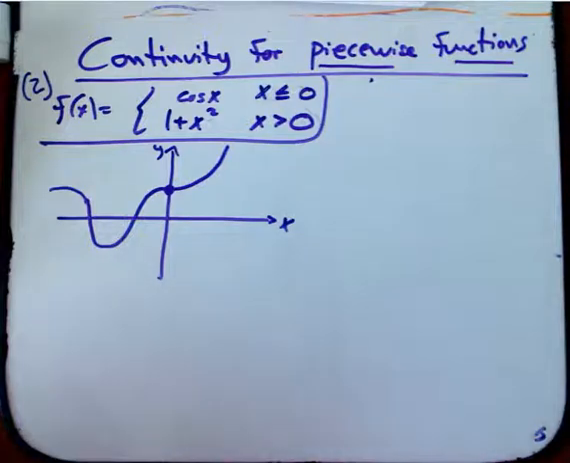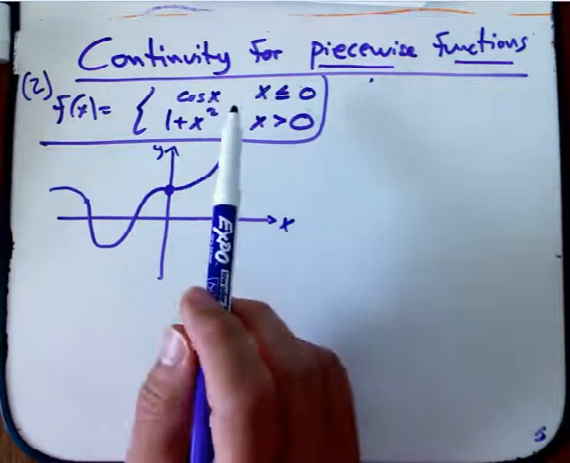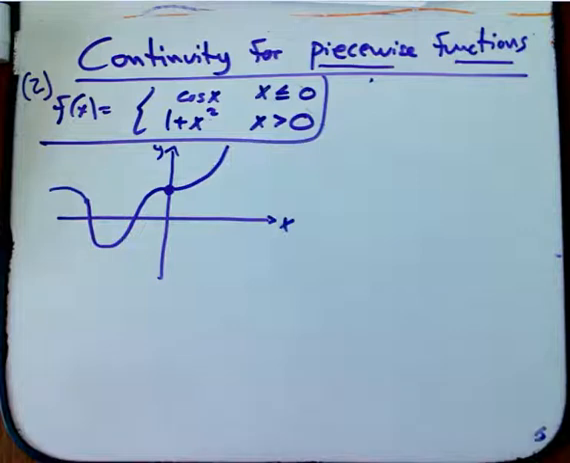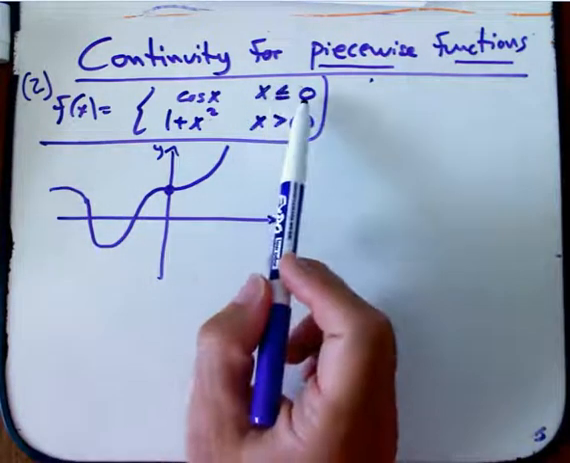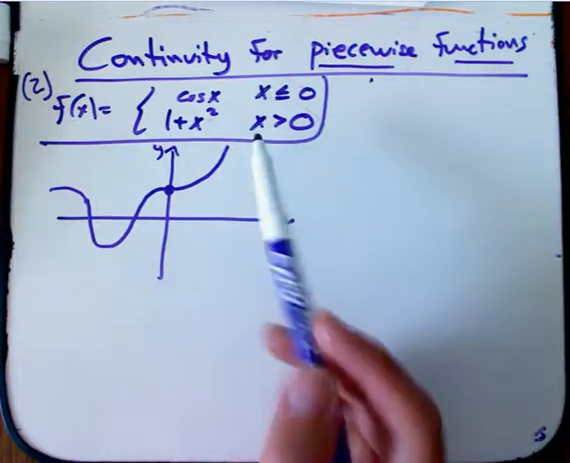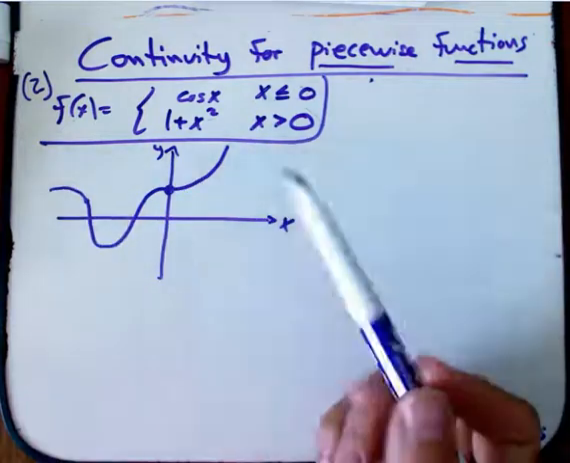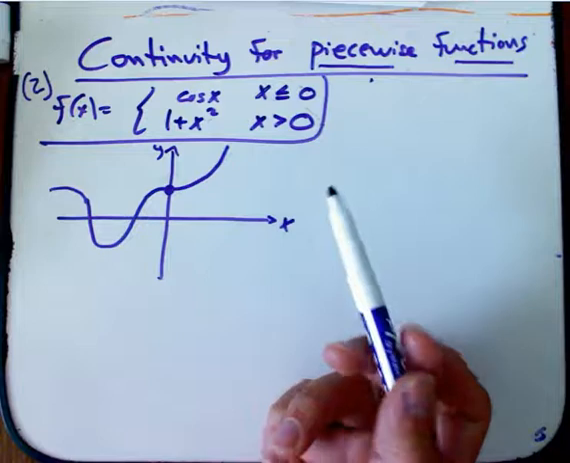So here's a second example of testing continuity for piecewise functions. We're going to modify that first example just a little bit to one where we expect it to be continuous. So now it's going to be cosine x coming in from the left, including at 0, and then 1 plus x squared after 0 for x positive. And so here's a sketch of that. Certainly looks like they join up and we should get a continuous function.